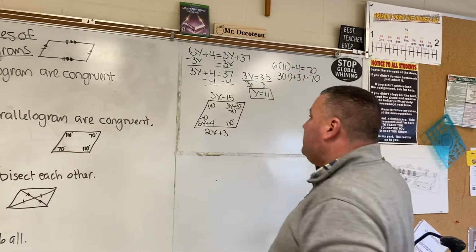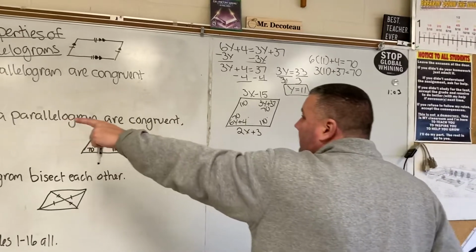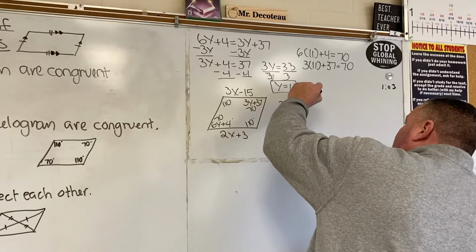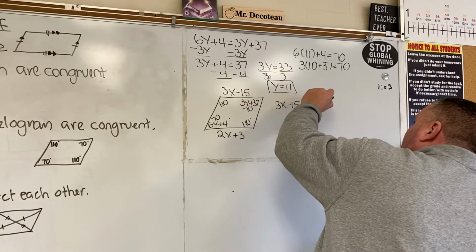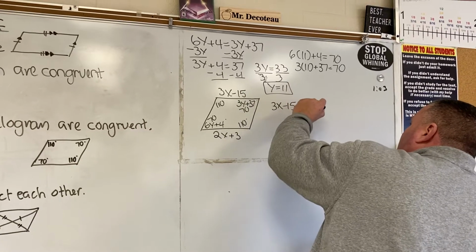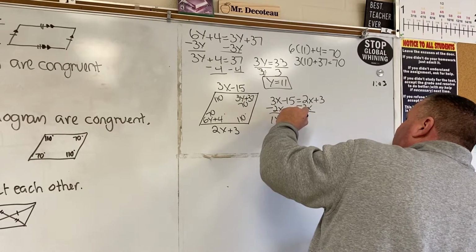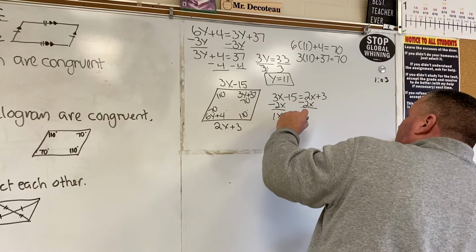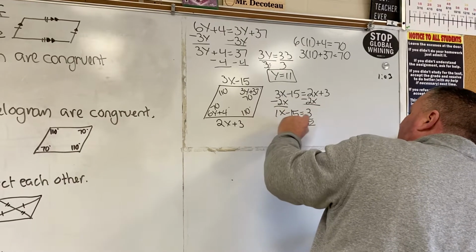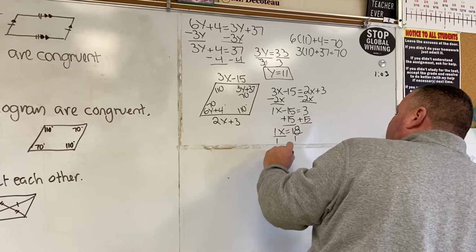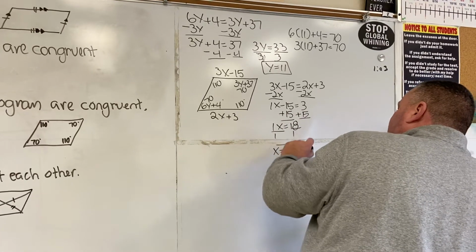Let's take a look at the two sides. Opposite sides are congruent. So 3x minus 15 is equal to 2x plus 3. I'm going to subtract 2x from both sides. 1x minus 15 is equal to 3. I'm going to add 15 to both sides. 1x is equal to 18. Divide both sides by 1. X is equal to 18.